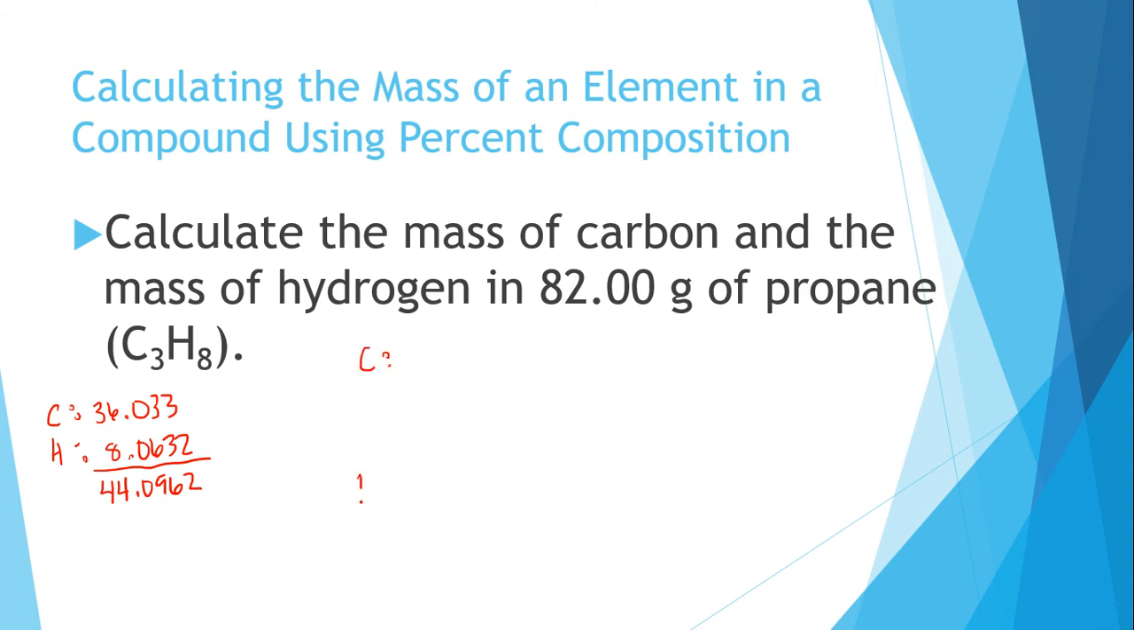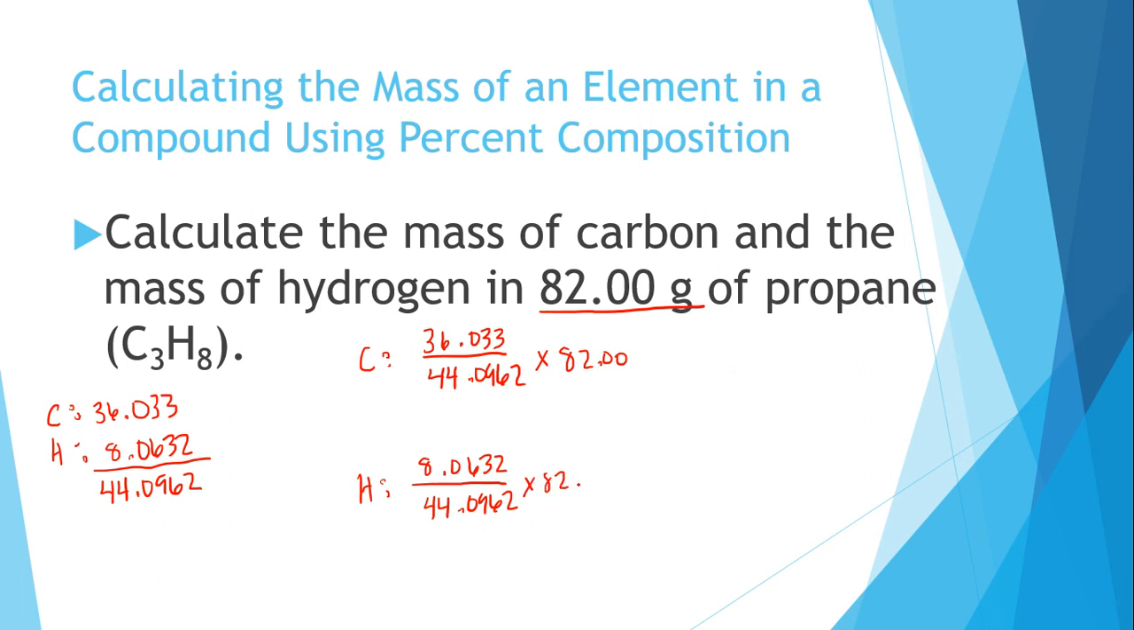Here we have carbon, and here we have hydrogen. Note, we're still going to find our percent composition. So we're still going to take our 36 divided by our total. And then down here, we're going to take our 8 divided by our total. But instead of multiplying by 100 here, we're going to multiply by the mass of our compound. So we're going to multiply by this 82. And when we do that, we get the following answers.